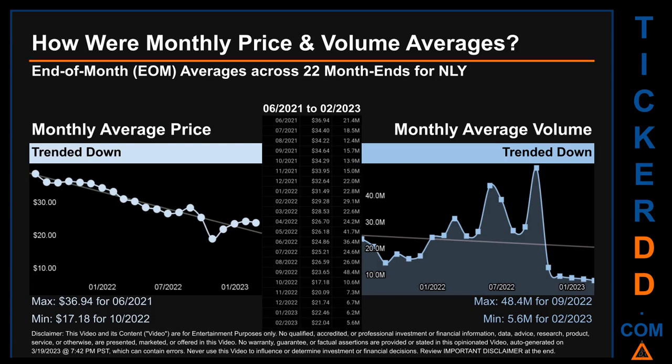How were price and volume averages for NLY? Across 449 trading days, there were a total of 22 month ends, of which monthly averages for daily price and volume were calculated. Overall, monthly price average trended down while monthly volume average trended down. The maximum end-of-month average price was $36.94 for 06/2021 while the minimum was $17.18 for 10/2020. Looking at volume, 09/2022 and 02/2023 respectively saw the highest and lowest monthly average volume at 48.4 million and 5.6 million.